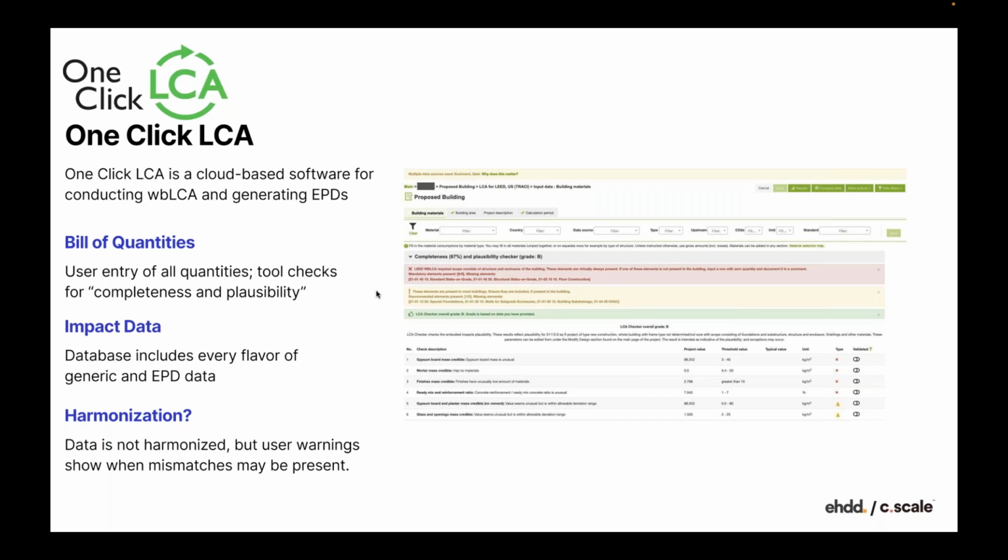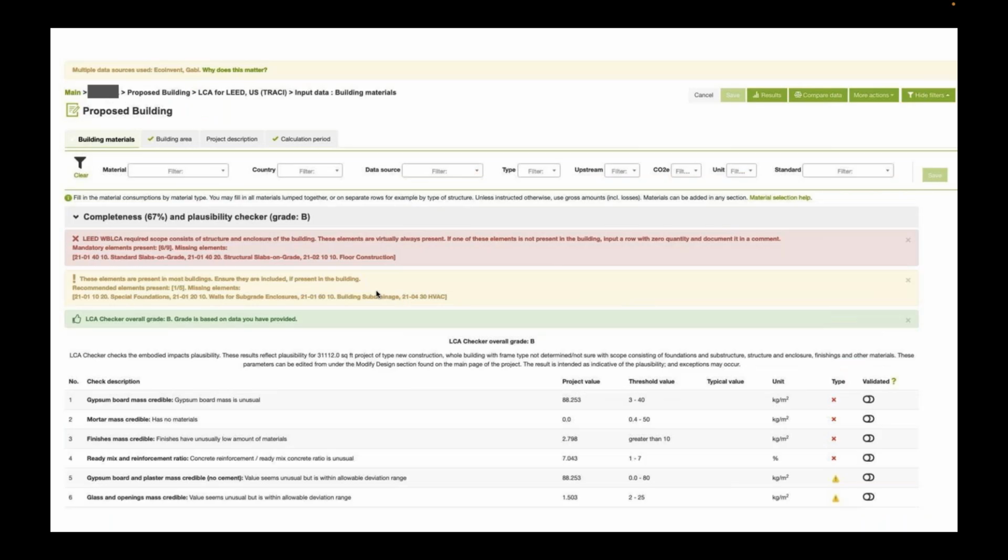And it has a nice system to help have warning flags go up when some of these mismatches are potentially present. So this is a screenshot from one of our projects that I kind of messed up. You can see some of these things. You see this warning on top: multiple data sources are used, ecoinvent and GaBi. So it's illustrating one potential problem.